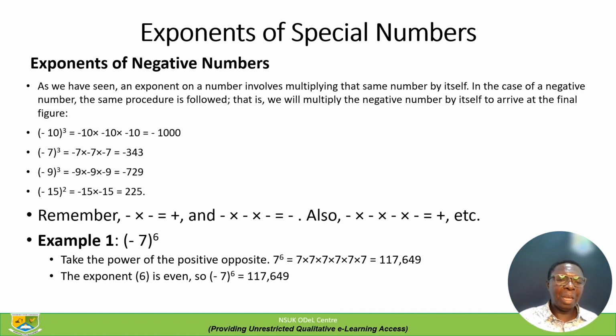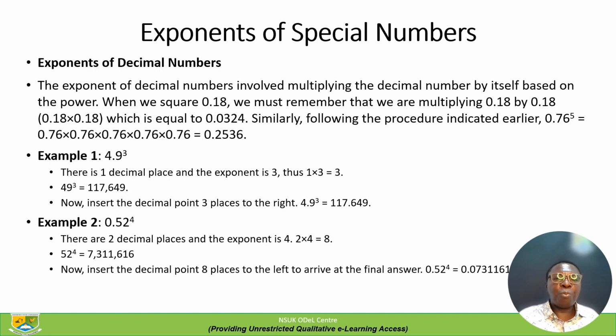So, example 1, let's say minus 7 to the power of 6. How do you get that one? Take the power of the positive opposite, by saying 7 to the power of 6 only, without the minus. You have 7 times 7 times 7 times 7 times 7 times 7, up to 6 places. That will give you 117,649. The exponent of 6 is even. So, minus 7 to the power of 6 is equal to 117,649.